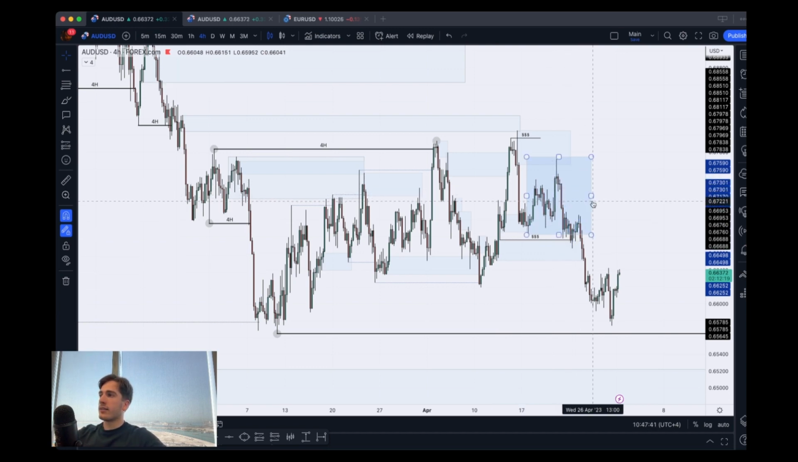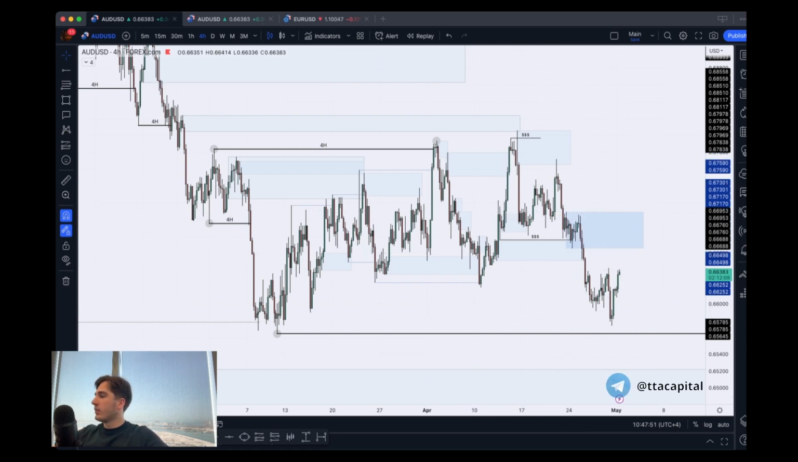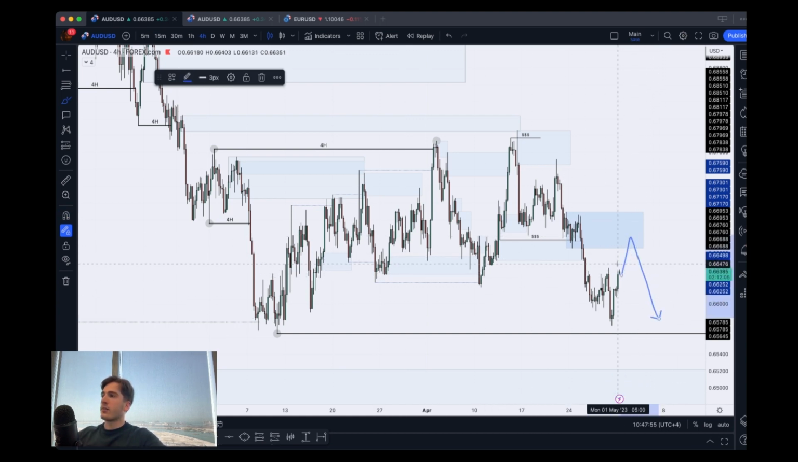So what I'm looking at the moment is for a potential retracement back up towards this range over here, before looking for any potential further downside from Aussie dollar. So that's what I'll be waiting for. Waiting for that tap up higher and then that sell off.